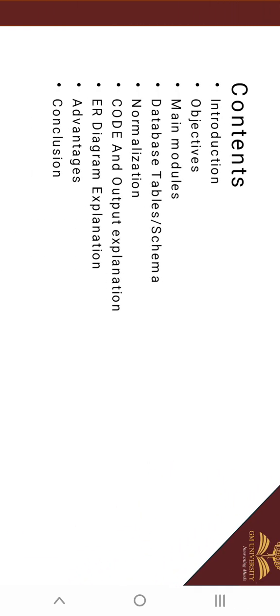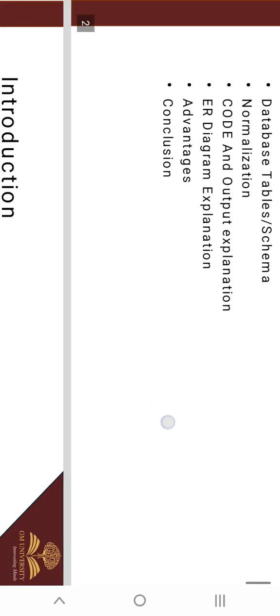Now I talk about the contents. What are the contents I included in this PPT? Introduction, objectives, main modules, database tables or schema, normalization, code and output explanation, ER diagram explanation, advantages and conclusion. These are the contents I'm going to explain in this video. So come to the first topic, that is introduction.